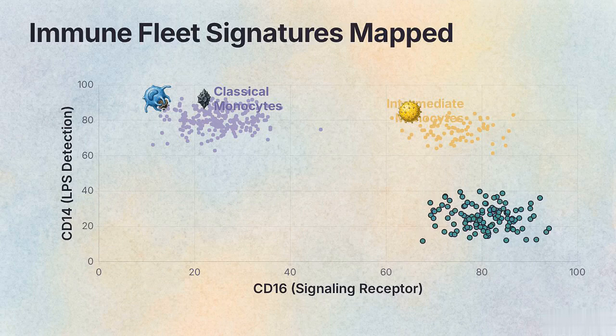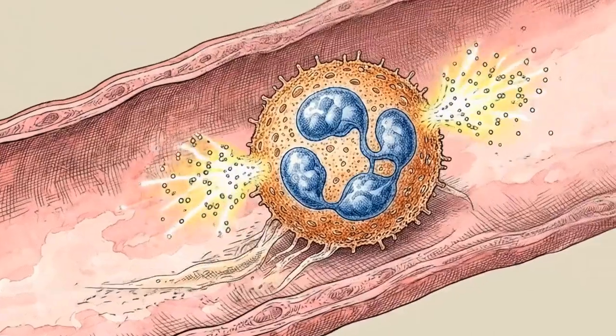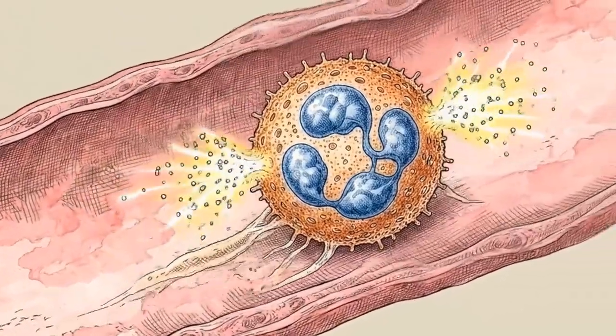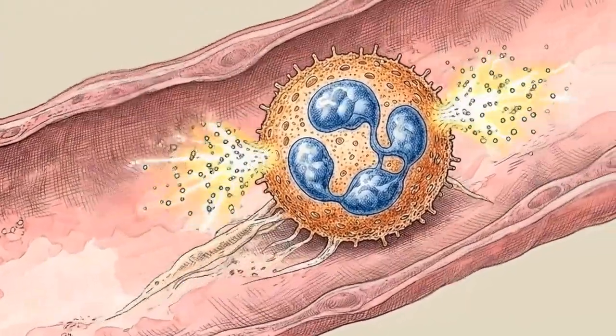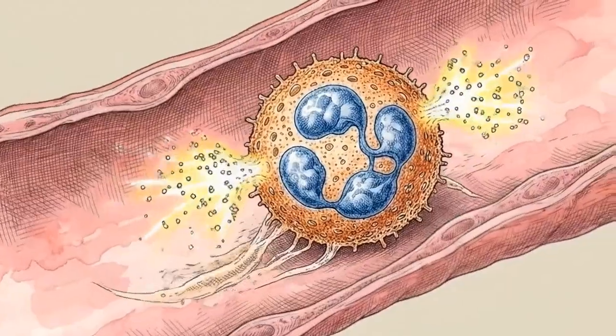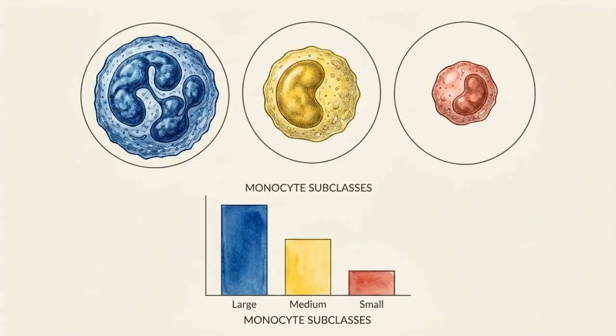Finally, a third cluster appears in the bottom right quadrant. These non-classical monocytes have a unique low CD14, high CD16 signature. Non-classical monocytes specialize in patrolling the vascular endothelium, where they are uniquely capable of massive pro-inflammatory cytokine output. The circulating ratio of these three specific subclasses dictates the baseline volatility of a patient's immune system.